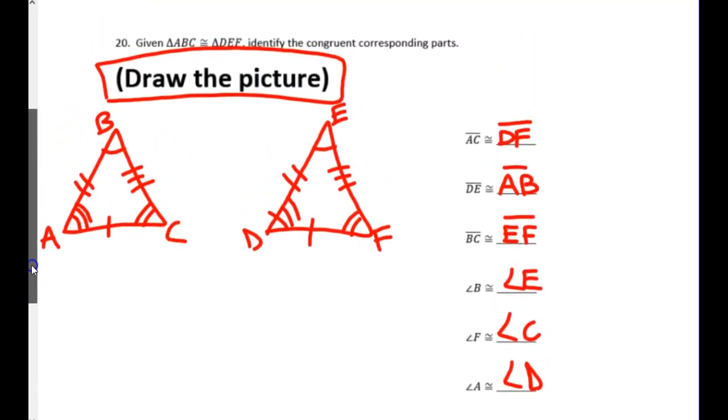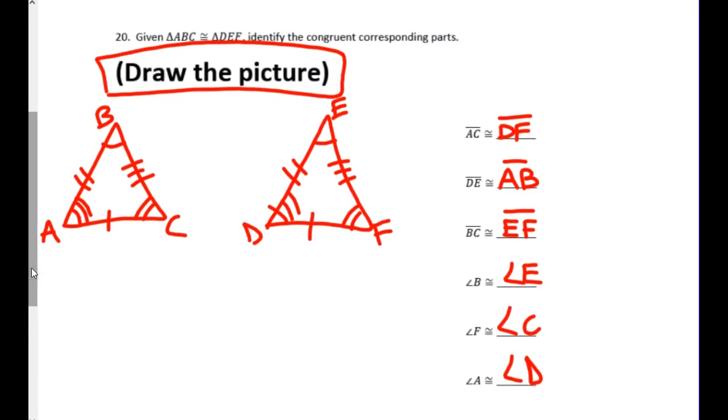That's it. So again, did you need to draw a picture? Technically, no. You could have just looked at this right here and saw that A goes with D, B goes with E, C goes with F, AB goes with DE, BC goes with EF, AC goes with DF. But drawing it helps, okay? If you don't draw it, it's not going to hurt my feelings, but it's there to help you.